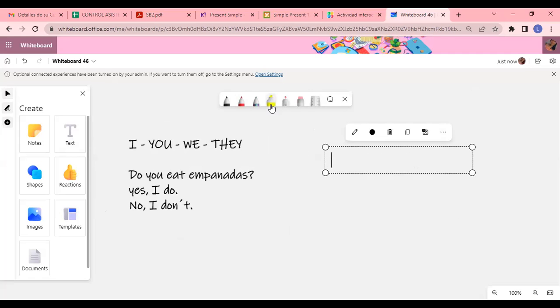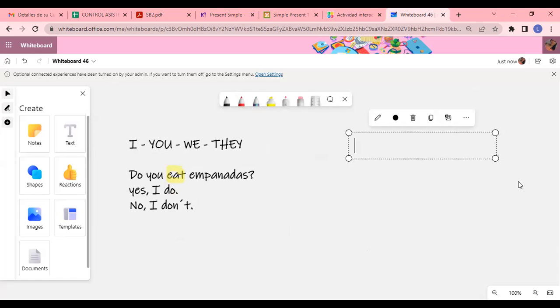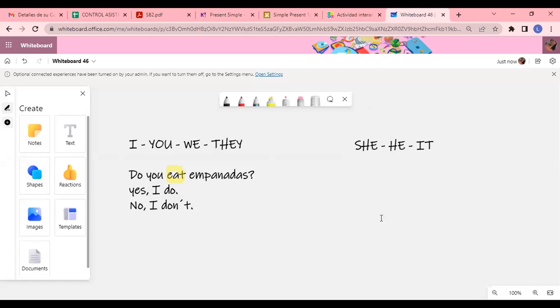Dependiendo, en este caso, pues yo les estaba poniendo acá la acción comer, ¿verdad? Pero sí puede ser te gustan, okay. Let's go with the next one. We're going with the next subjects, like she, he, and it. What is the helper that we use? ¿Cuál es el ayudante que utilizamos para el she, he, and it?